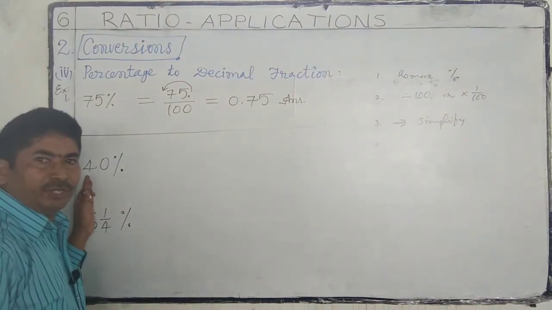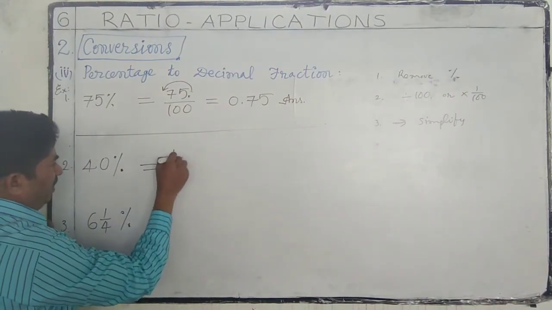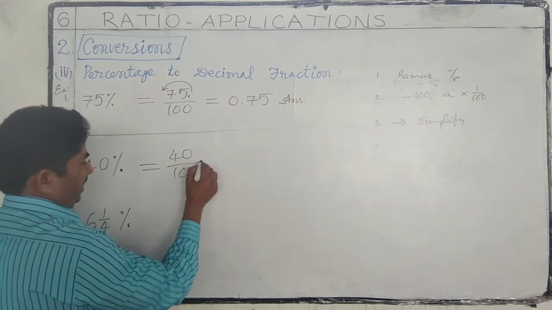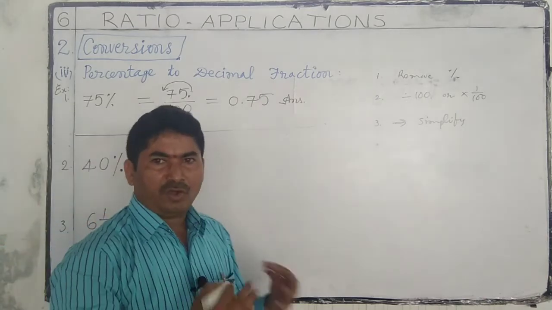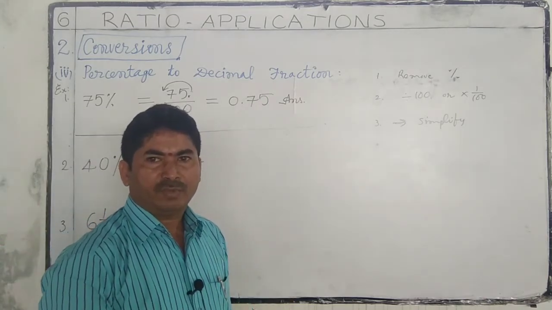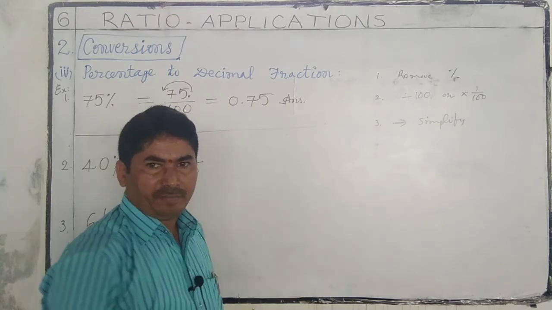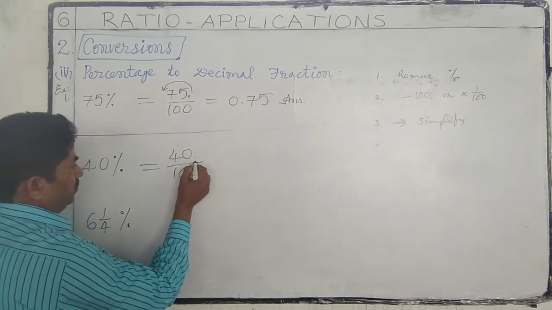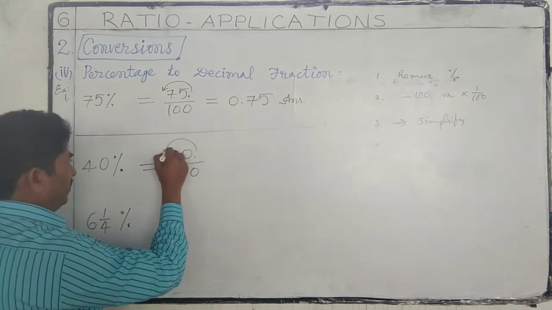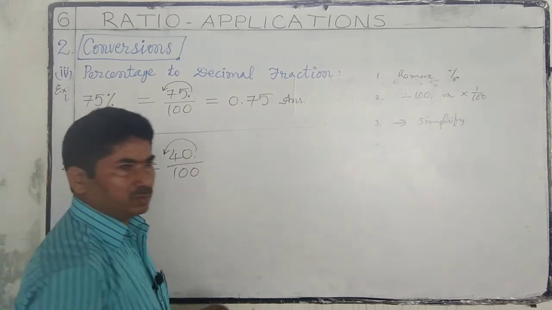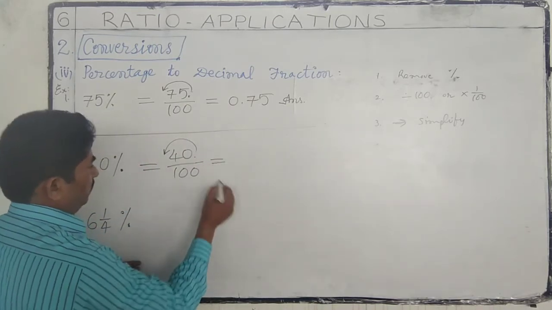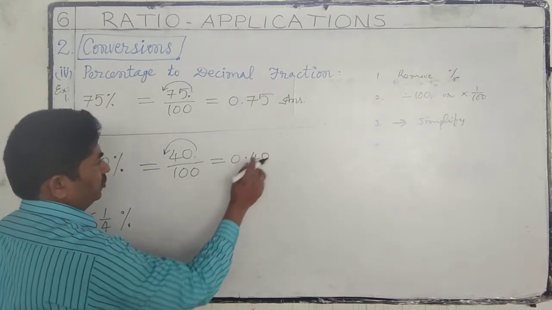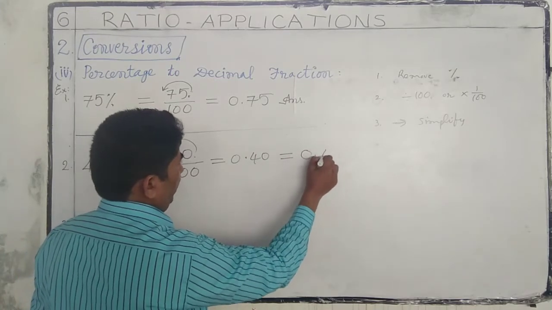Next, 40%. 40 by 100. A whole number has a decimal point at the right place. So we have to shift the decimal point to the left by 2 places to divide by 100. So 0.40, that is equal to 0.4.